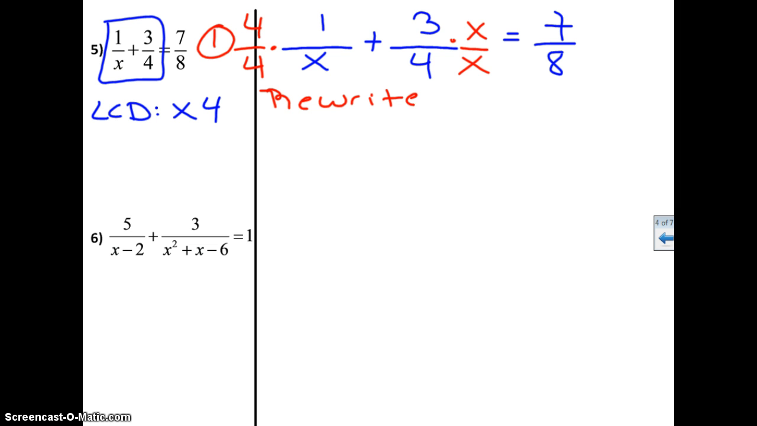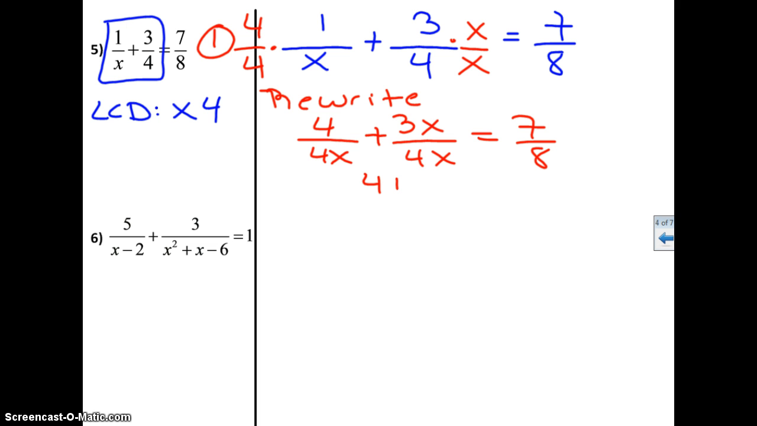If I rewrite, I now have 4 over 4x plus 3x divided by 4x. Okay? And again, I'll simplify that so that I just have one fraction on the left-hand side of the equation and one fraction on the right-hand side. So now I have 4 plus 3x over 4x equals 7/8. Now I'm ready for step 2.